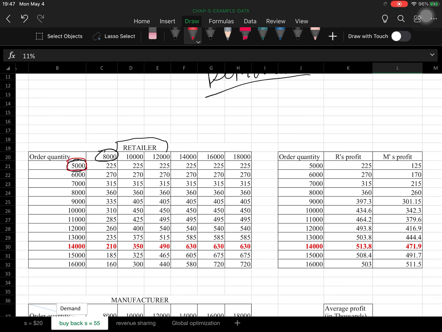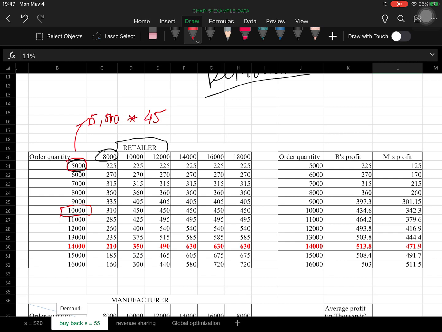Okay, in this case, what they have is 5,000 multiplied by the marginal profit, right? 45. But if it's 10,000, what happened? It's actually the same as the first example, but the salvage is now replaced by the buyback, and it's 55, right? And this is for the first case.